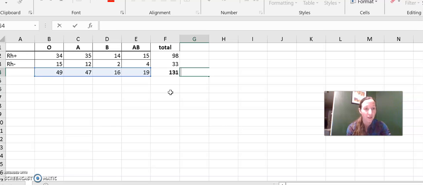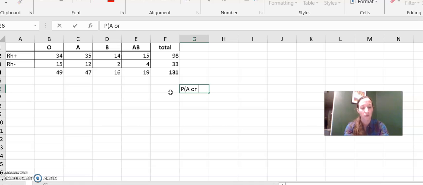We're looking for the probability of A or positive. That's going to be equal to the probability of A plus the probability of positive minus the probability of A and positive. Because these two events are not mutually exclusive, they overlap. We need to subtract off the A and positive that were counted twice already.